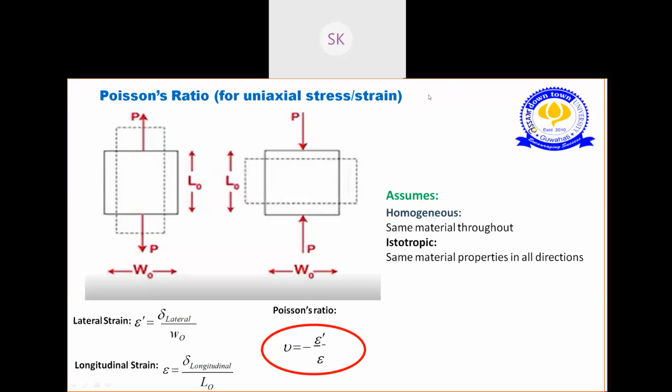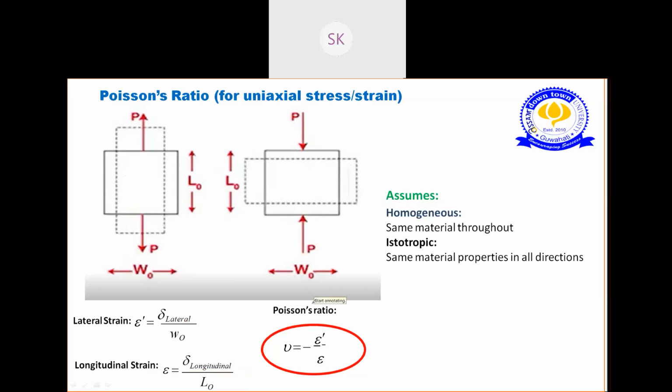So what happens actually when you pull the body, your diameter becomes less. This is the lateral dimension. And when you compress, your diameter increases. Earlier your dimension was this, and now it has become like this. So Poisson's ratio is nothing but the ratio of lateral strain to longitudinal strain. Lateral strain means the change in dimension in the lateral direction divided by the original width. Longitudinal strain is the change in length divided by the original length.